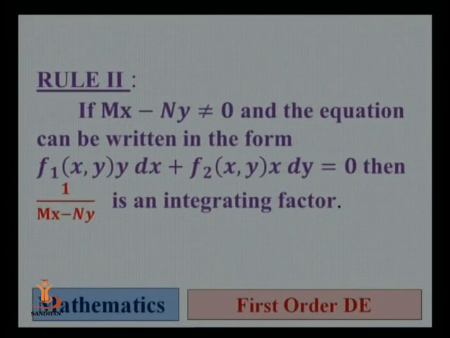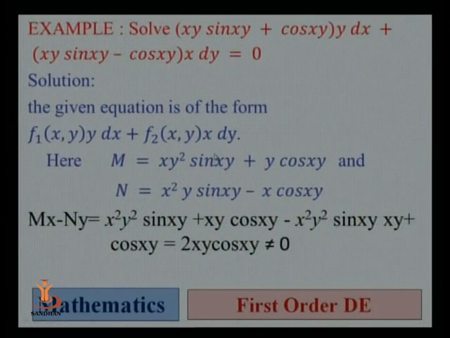Now we are taking rule 2. If Mx minus Ny is not equal to 0, and if the form of the equation is f1(xy) y dx plus f2(xy) x dy, meaning y is common with dx and x is common with dy, then for this type of differential equation the integrating factor is 1 upon Mx minus Ny. Let's see with an example.